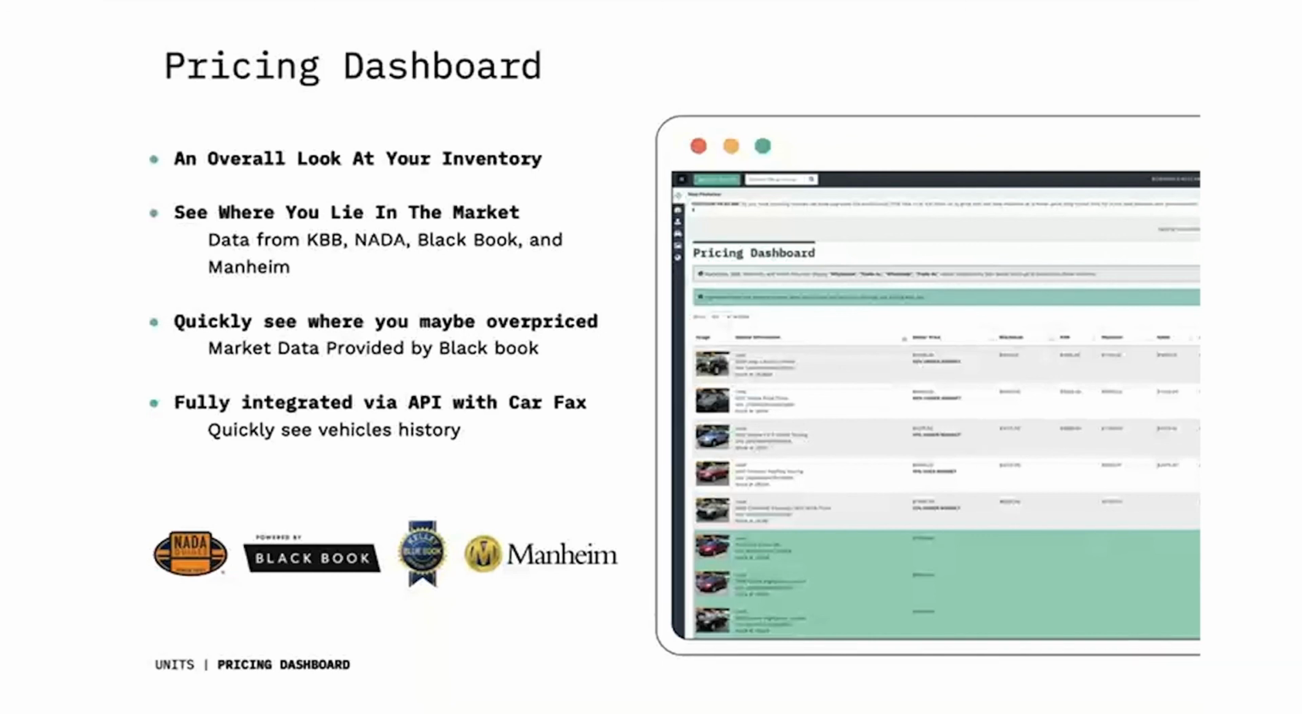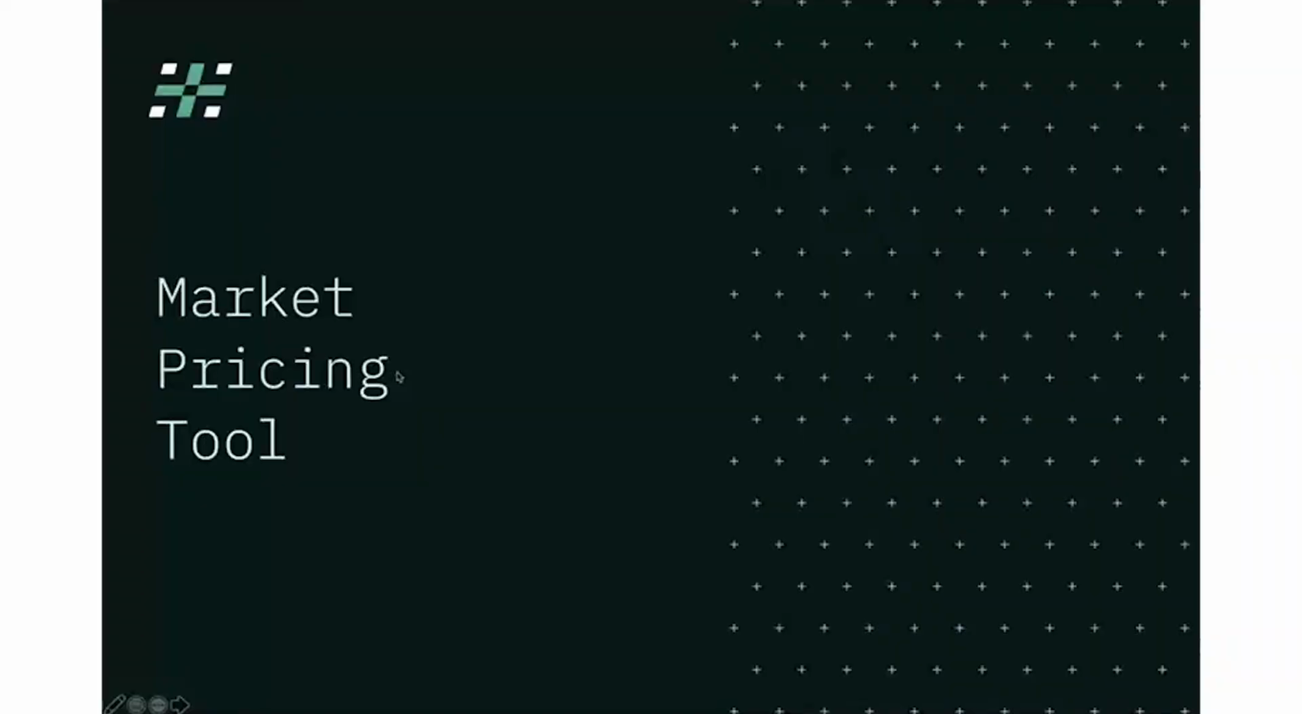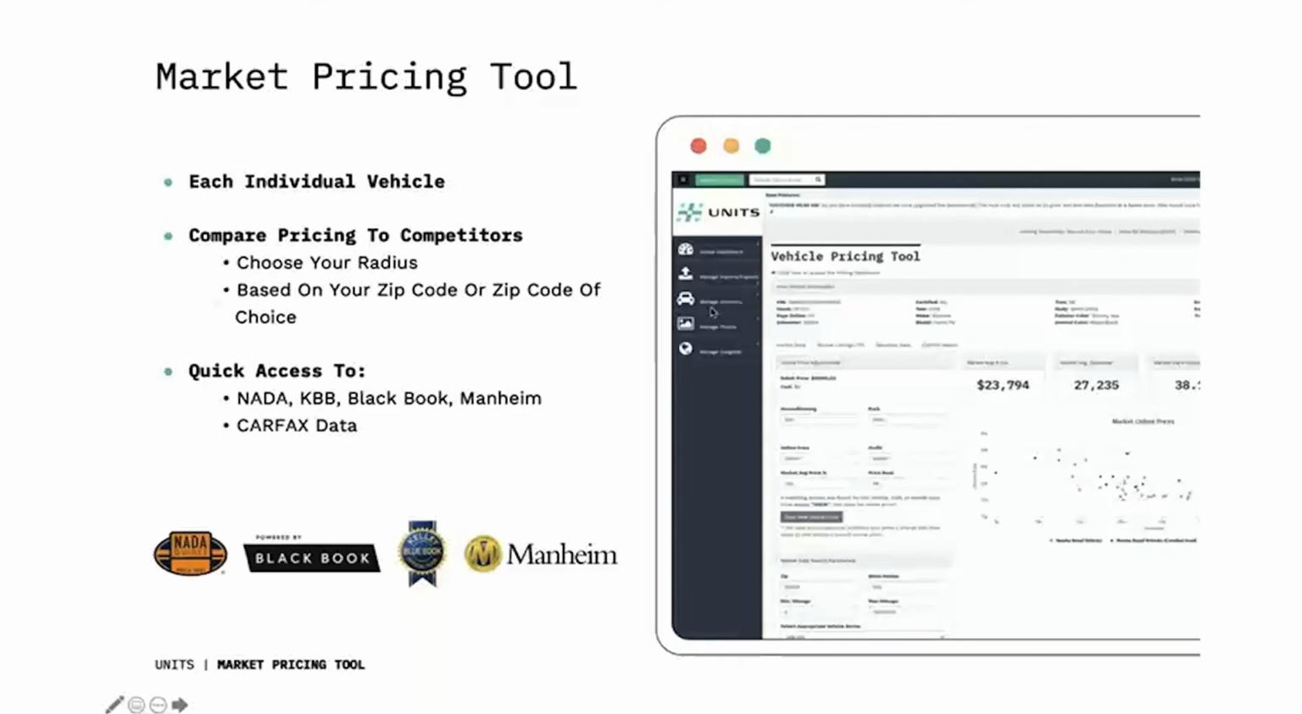The pricing tool also integrates directly, fully via API, with Carfax. So we're getting back that Carfax data in the system and actually providing that to the dealership. So when they're evaluating the vehicle itself, they can make a good evaluation based off the history of the vehicle itself. So when the dealership is inside the unit system, we give them the ability to see where they're ranked in the market based off where they're priced.